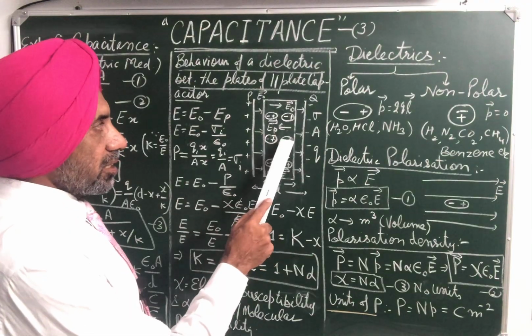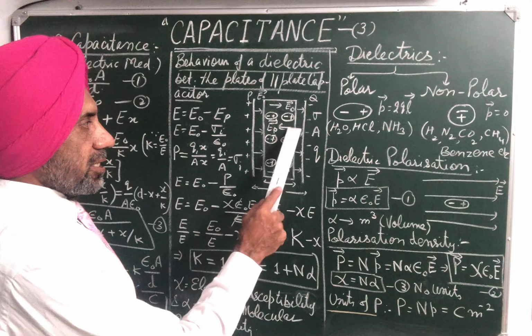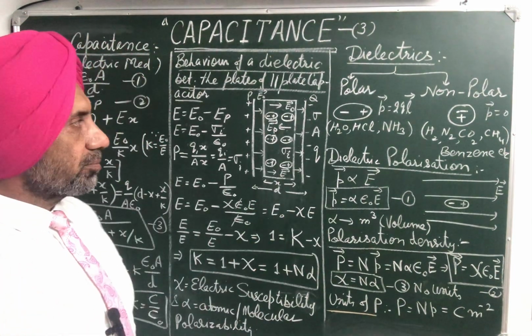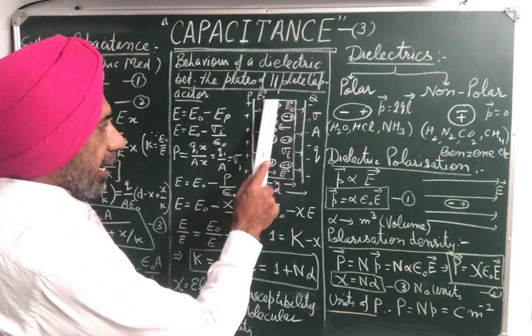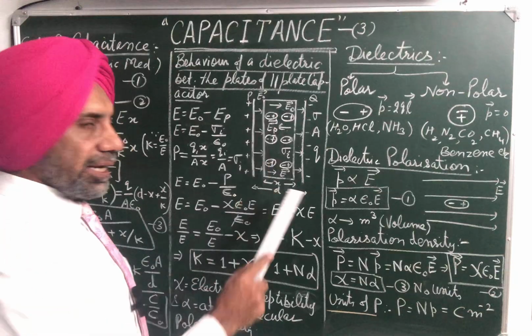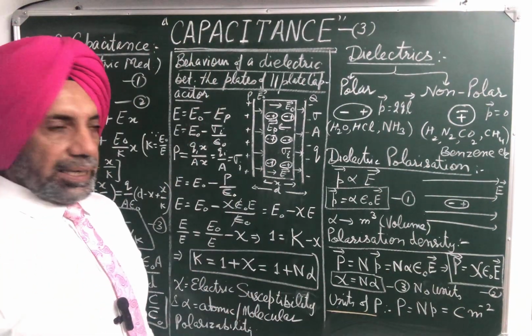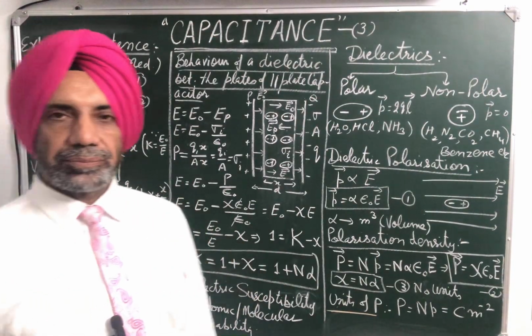This opposite field is opposite to the applied field E naught. So this opposite field set up within the dielectric is known as field due to polarization, which opposes the applied field. Therefore, the net field inside the dielectric is reduced, and the resultant electric field E inside the dielectric is given by E is equal to E naught minus E p.